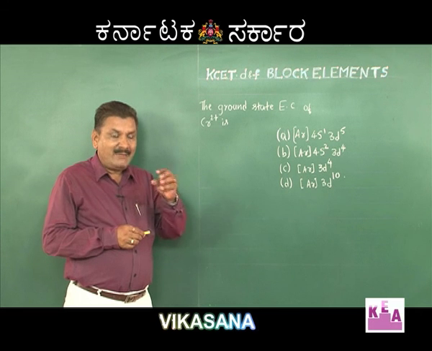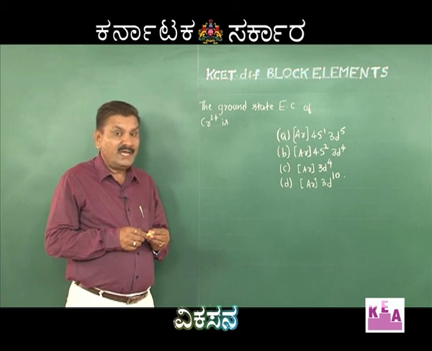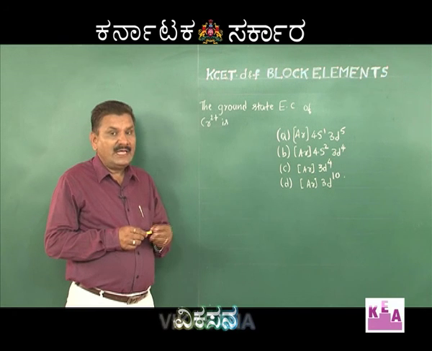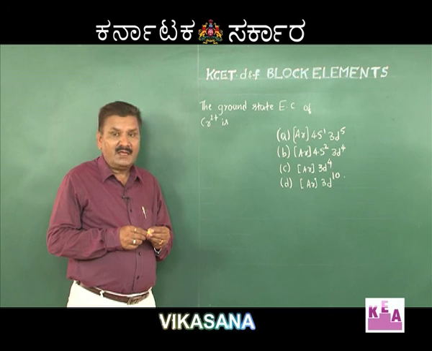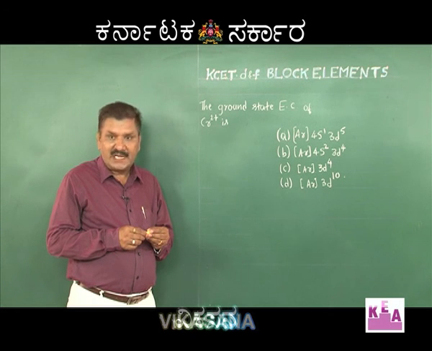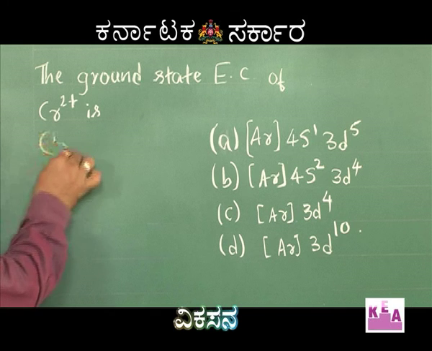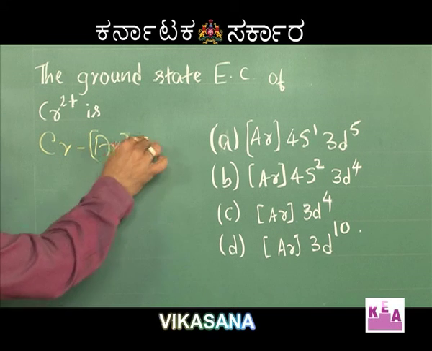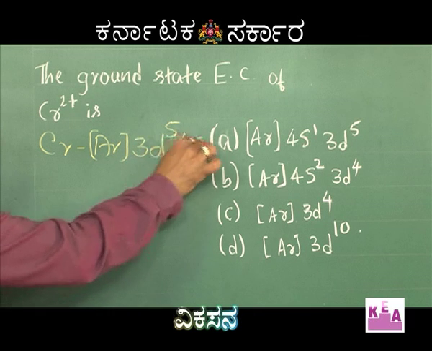Usually the number 2 goes to 4s and the number 4 goes to 3d. But in the case of chromium, there is a variation in the electronic configuration. Instead of 3d4 4s2, it has 3d5 4s1 as the outermost electronic configuration. So therefore, chromium has argon configuration followed by 3d5 4s1.